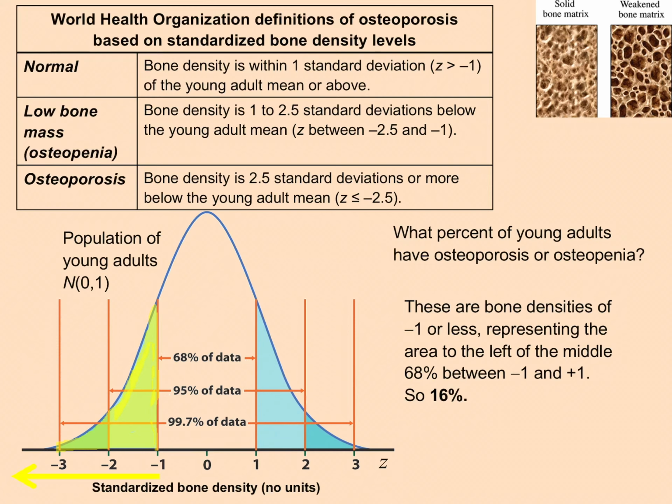What about low bone mass or low bone density, what's called osteopenia? This is bone density that is 1 to 2.5 standard deviations below the young adult mean. What if we have a bone density that's more than 2.5 standard deviations below the young adult mean? Well, now we have osteoporosis: bone density 2.5 standard deviations or more below the young adult mean.